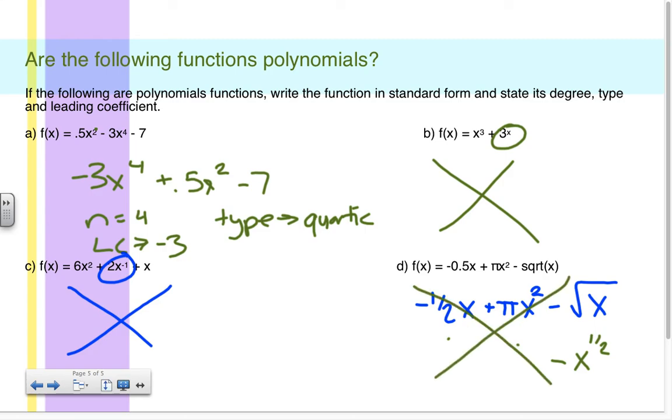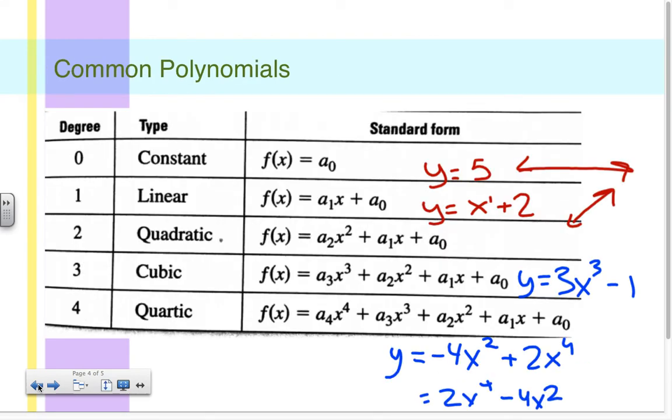But what's important, if we look back at question A, is being able to write it in standard form like we did, identify the degree, or the highest exponent on any of the variables, identify the lead coefficient, the coefficient in front of the term with the highest exponent, and then identify the type. To identify type, we look back at these ones. These are the ones we're going to have to know. We won't have to know degree 5, 6, 7. We will have to know constant, linear, quadratic, cubic, and quartic, because that's verbiage we're going to use in class frequently.